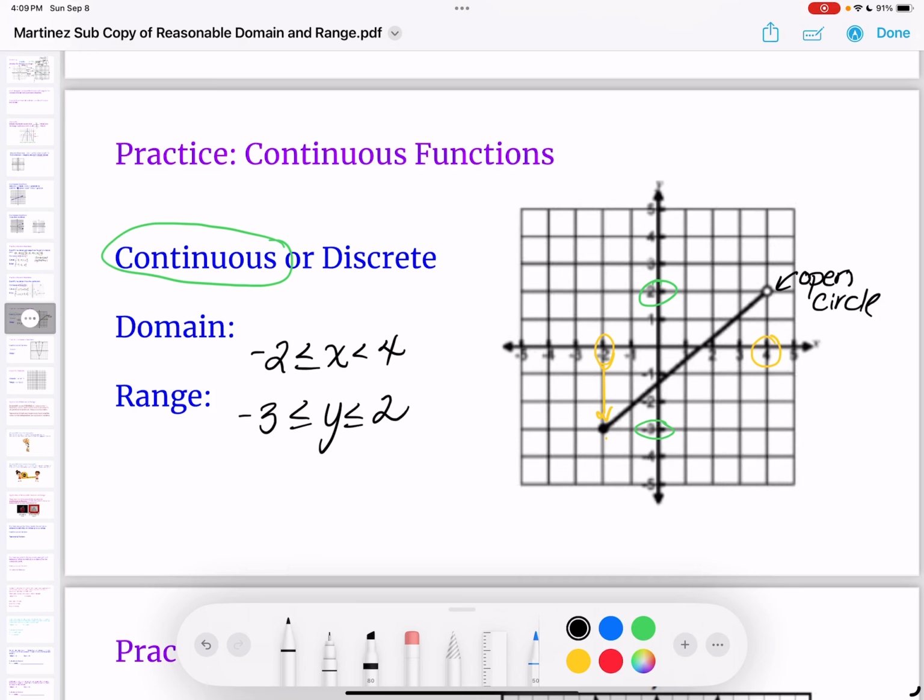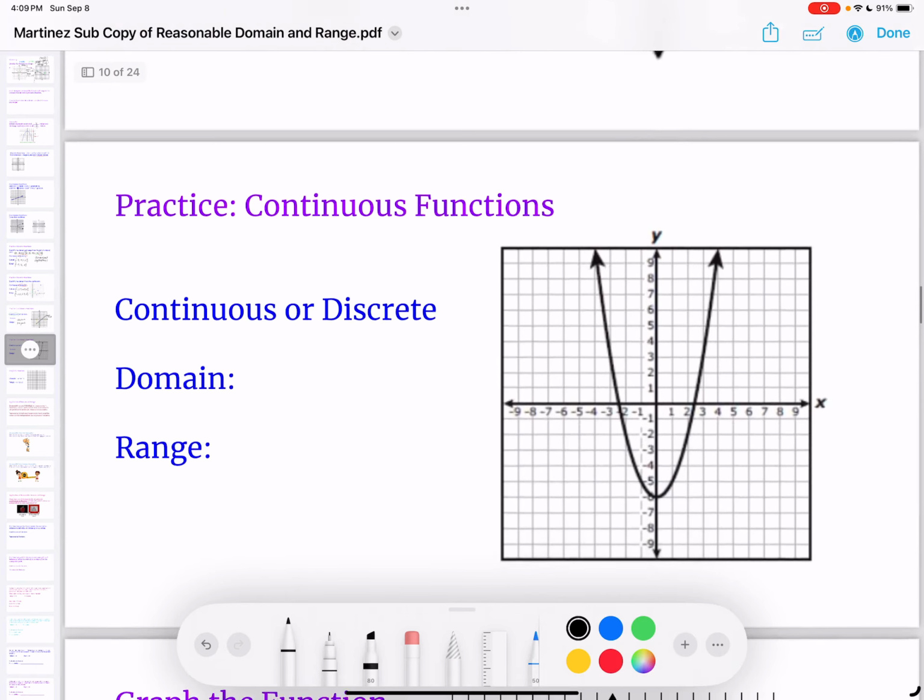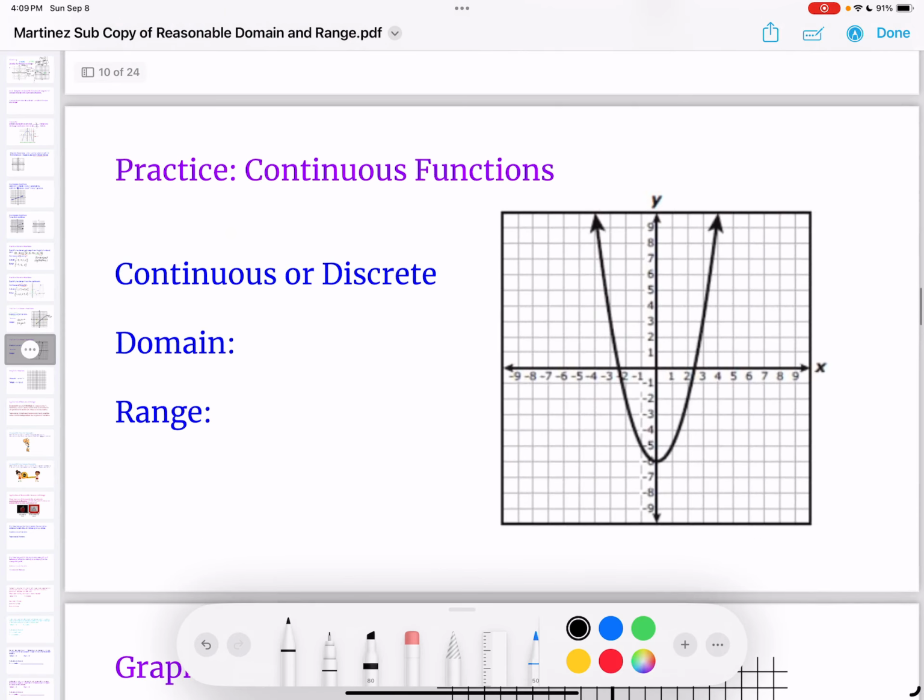Okay, so let's take a look at this function. This is another continuous function. We can see that there are no dots, there's no disconnection in that line. For the domain, this arrow is essentially saying it's going all the way this way, and it's going to continue all the way this way as well. So when it goes to infinity and negative infinity in both directions, that can be represented by all real numbers.